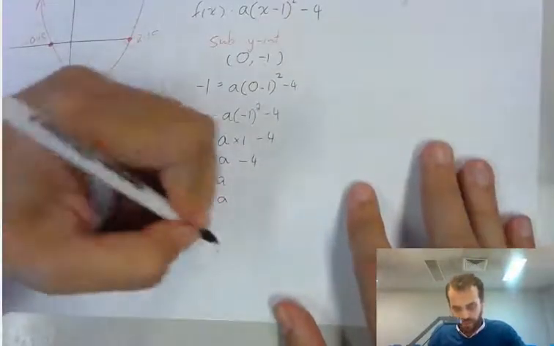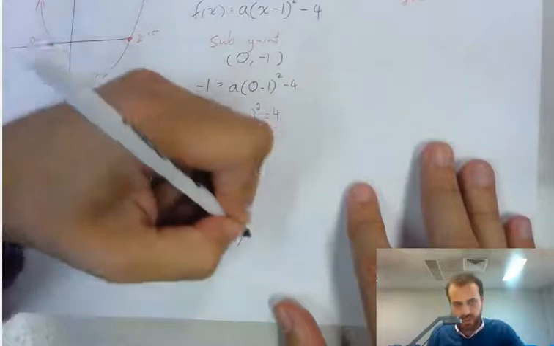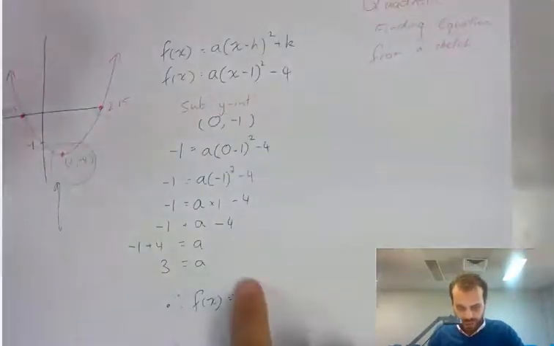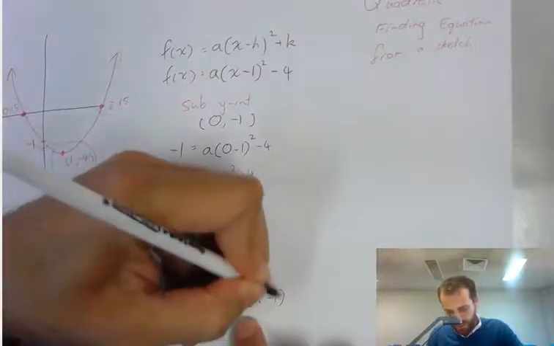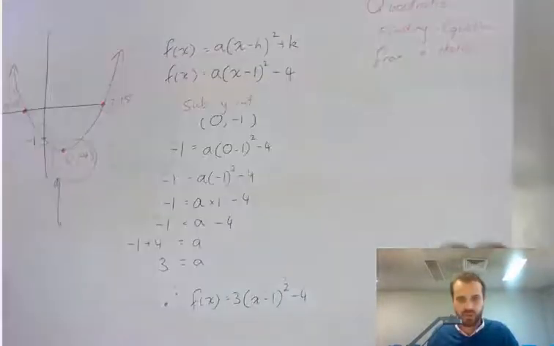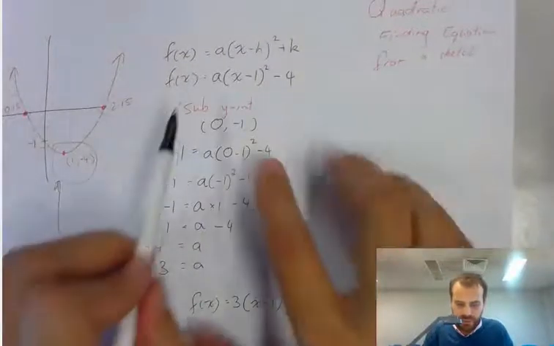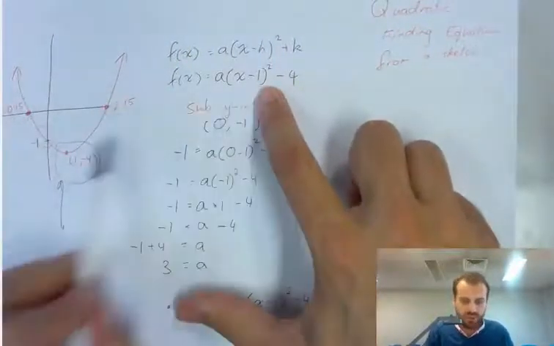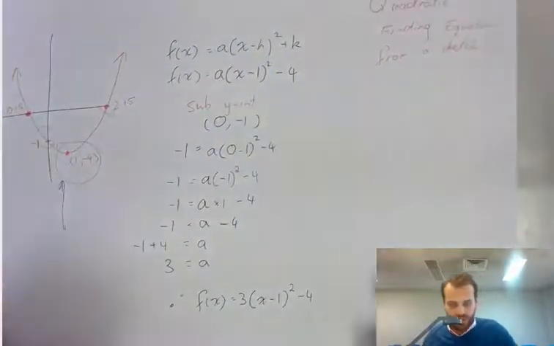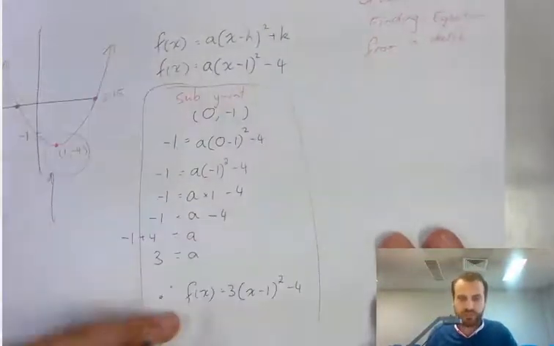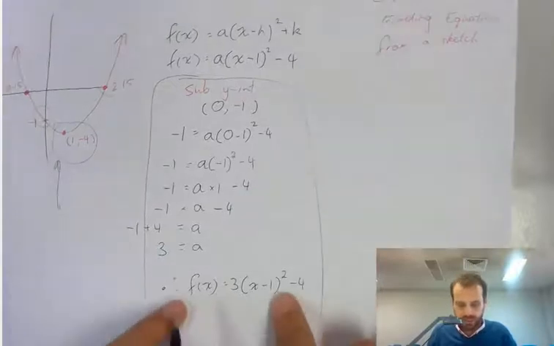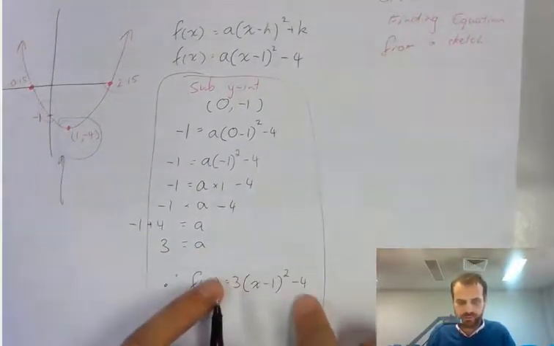Therefore, f of x equals 3(x minus 1) squared minus 4. Now, this first step that I did is really straightforward. Look at the turning point, go from there. This one here, I subbed the y-intercept in, did a little bit of algebra, and came up with my final answer of a equals 3, solved it.